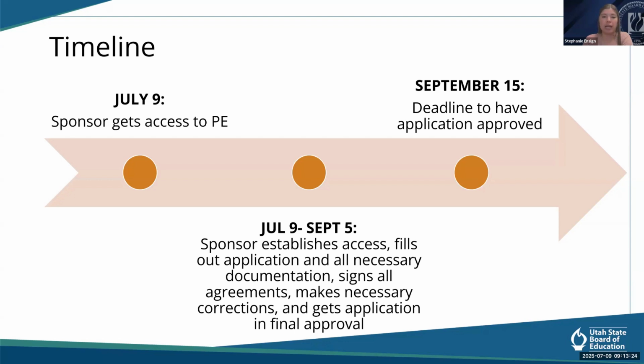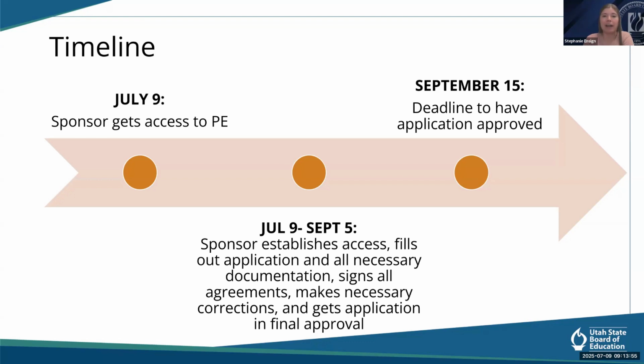So between July 9th and September 5th is when you are going to establish access to the system. You're going to fill out your application and all of your necessary documentation. You're going to sign any agreements that need to be signed. You're going to make any necessary corrections to your application, and you're going to get your application in final approval status. So we do want you to have your application submitted and ready to be approved by September 5th. So that is the deadline for that.